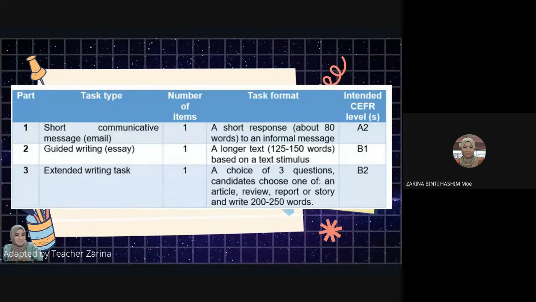Maybe you focus only on article. On the exam day, maybe the question asked for article, and you don't understand, or maybe the words they give you in the question are a bit difficult for you to understand. So it is a bit risky to focus on just one type of essay. Try to focus on at least two formats of essays.